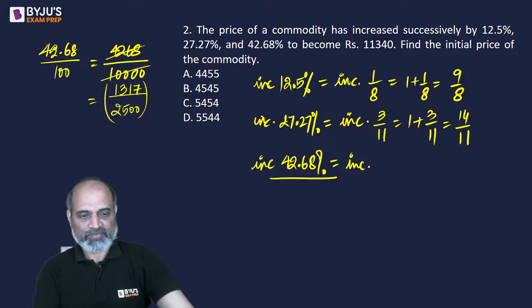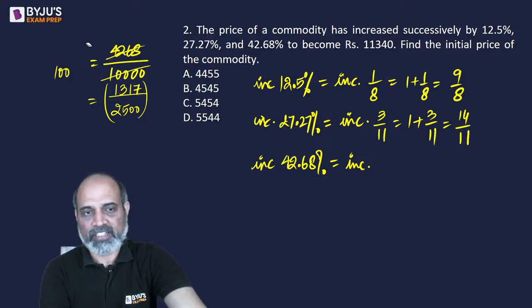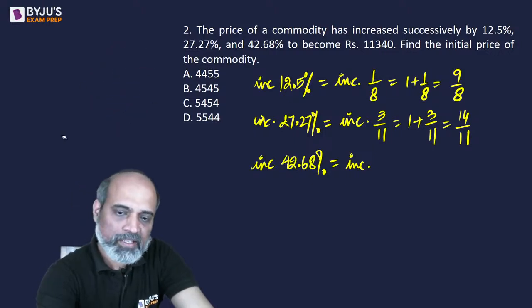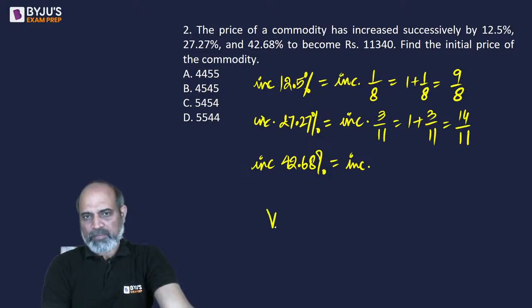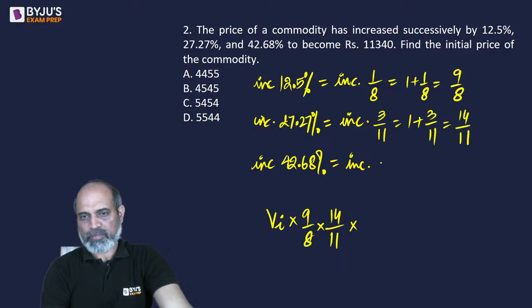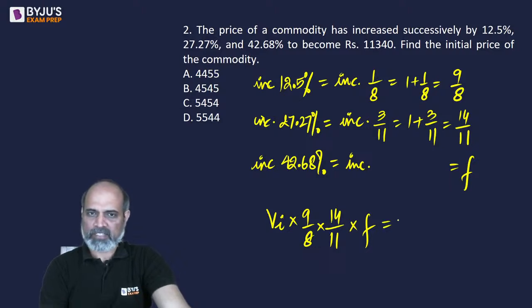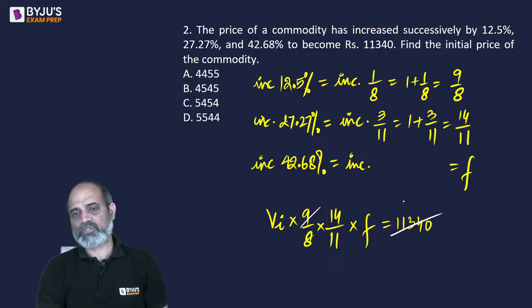Let's go with the options, because this is not an easy percentage. Let's go with the option 4455. So we have some initial value. If we multiply it by 9 by 8, and then multiply it by 14 by 11, and then multiply it with, suppose this is going to give us some fraction eventually, a multiplying factor, this results in 11340. So the thing that we can cancel out is 9. If we cancel out 9, this is going to be 11.